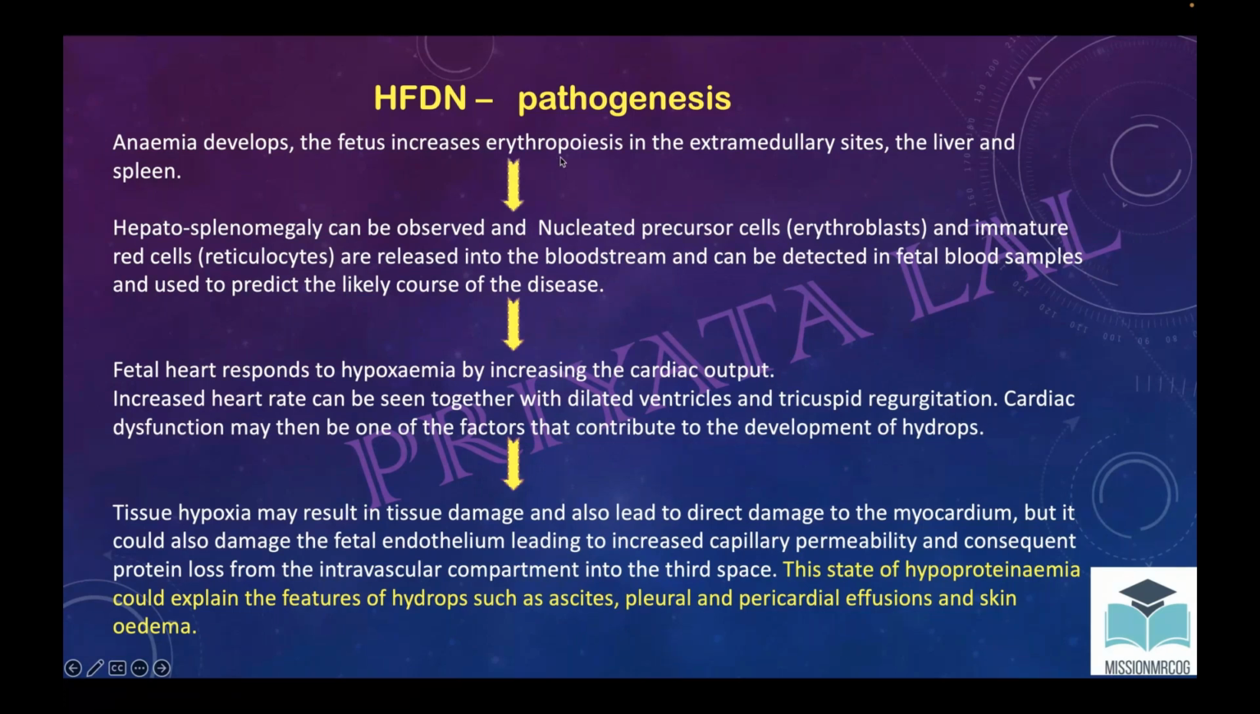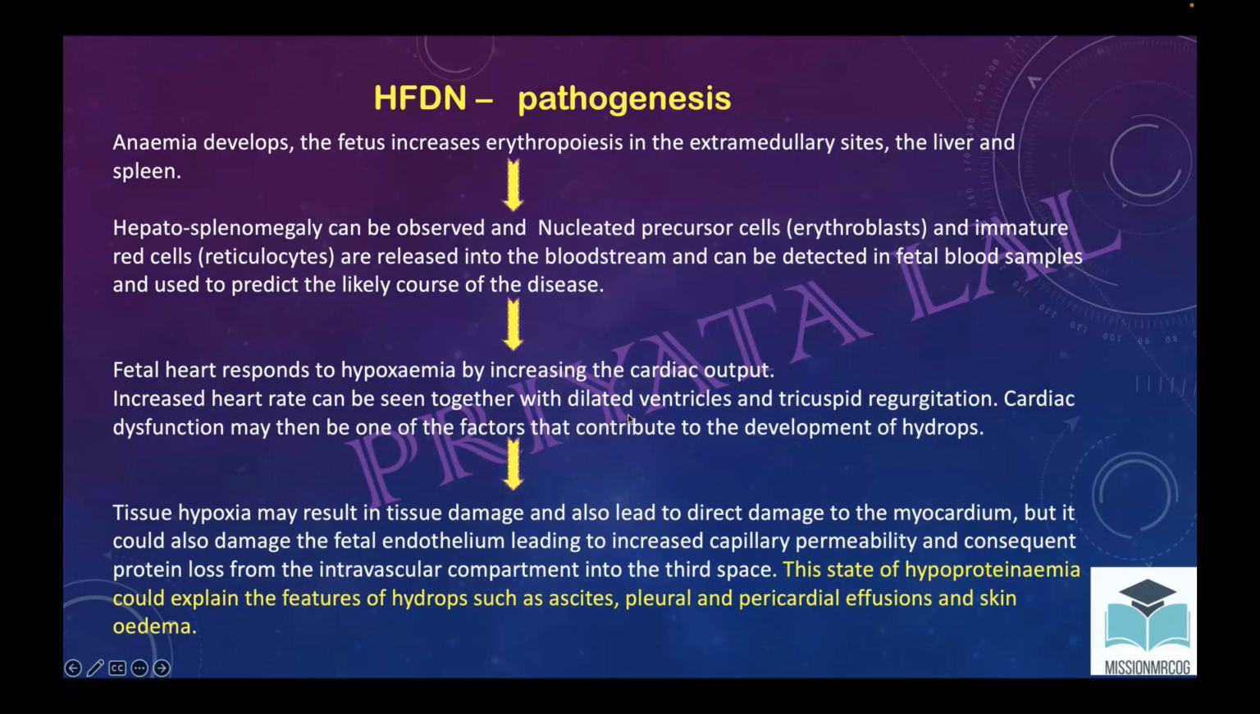Okay, because of that there would be hepatosplenomegaly, and nucleated precursors or immature red cells will be released in the bloodstream. Okay, and if FBS is done anytime, then they will be able to know that. So what will happen now? The anemia is there, so there would be hypoxia. So the fetal heart tries to compensate via increasing cardiac output. Because of that, there would be increased heart rate, dilated ventricle, tricuspid regurgitation and cardiac dysfunction.